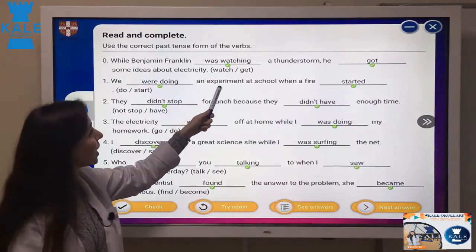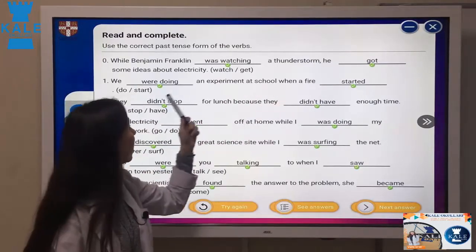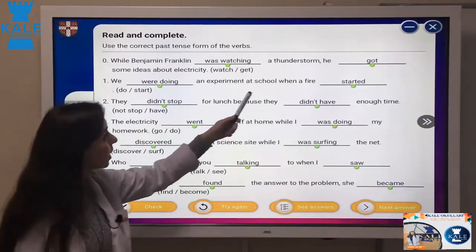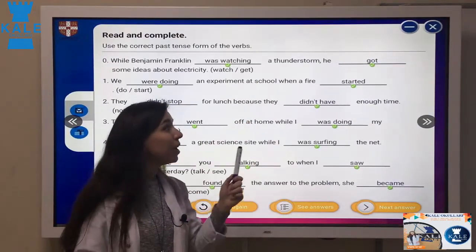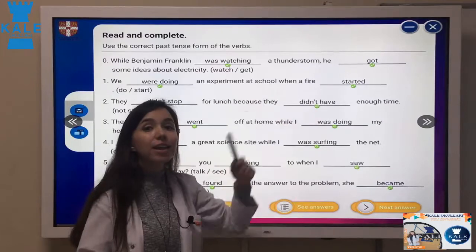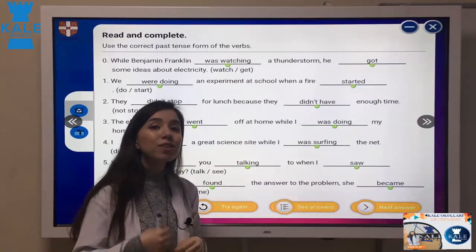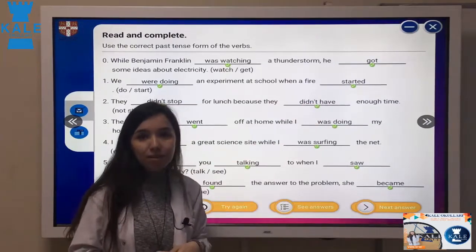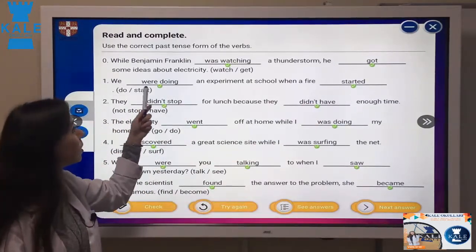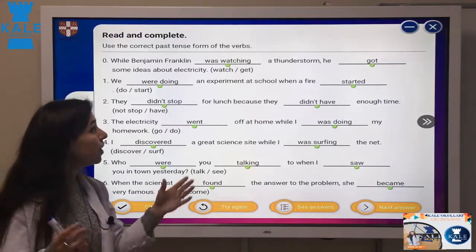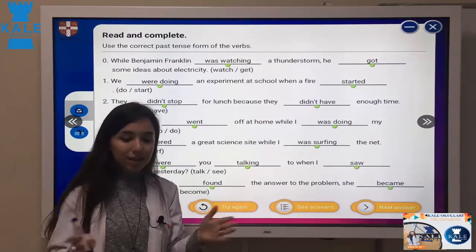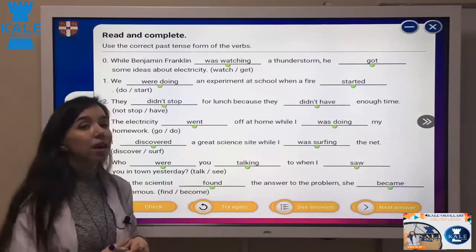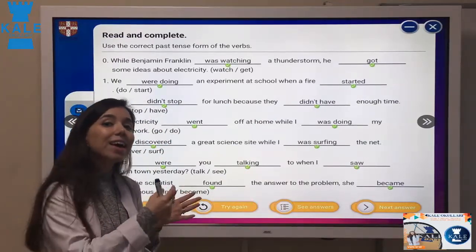We were doing an experiment at school when a fire started. Look here, we have two verbs, do and start. Here we have when, yes, when a fire started. After when, I told you it's better to use past simple most of the time. So in this sentence we use past simple. Normally we understood that here we use we were doing. We were doing an experiment at school, yes, we were doing something at school from morning to evening when a fire started. The fire started just at an exact time.